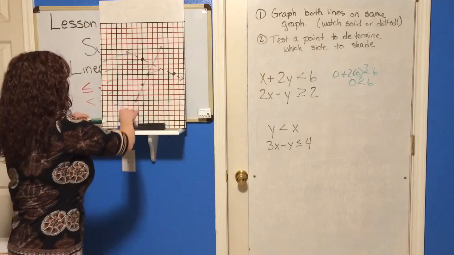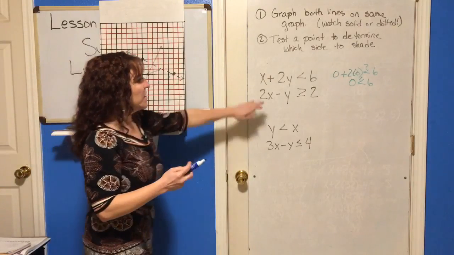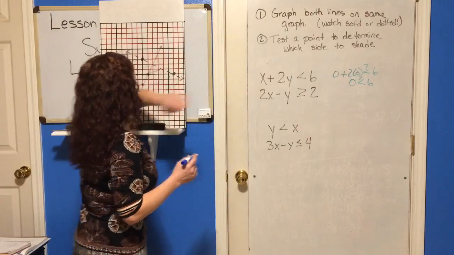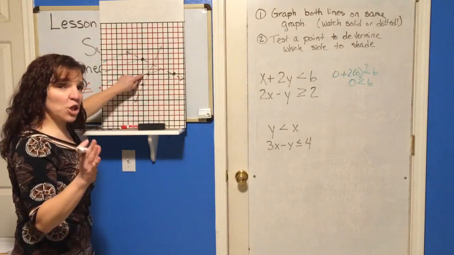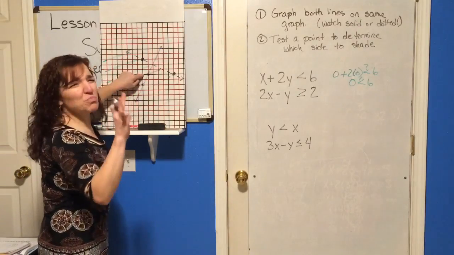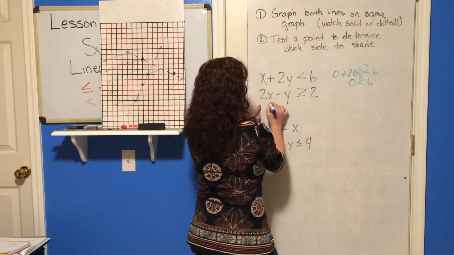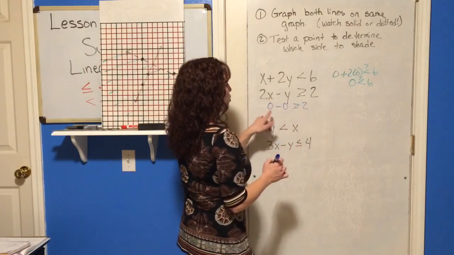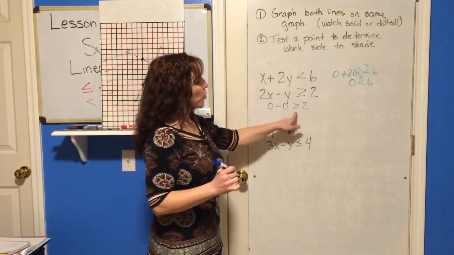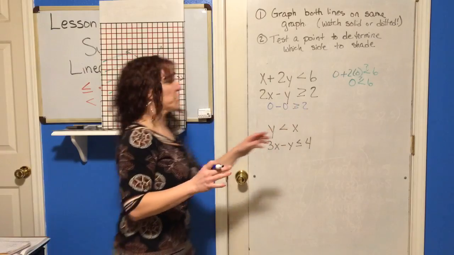So now let's go to the second inequality, and we're going to test the same point just because 0, 0 is easy. As long as your line doesn't go through 0, 0, just pick 0, 0 every time. So 2 times 0 is 0, minus y is 0. Is that greater than or equal to? Is 0 greater than 2? No, 0 is not greater than 2.